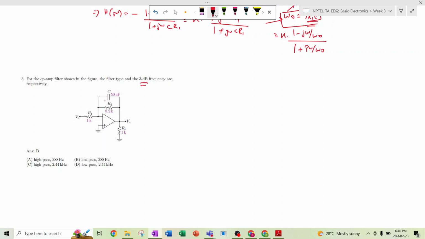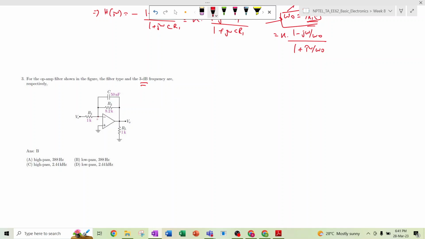So for the filter, we should know what the filter type is, whether it is a high pass filter or a low pass filter, and we should also determine the 3 dB frequency, the cutoff frequency. See, this is an ideal op amp, so this is ground. So this terminal, according to the virtual short concept, should also be ground. That is, it is also zero.